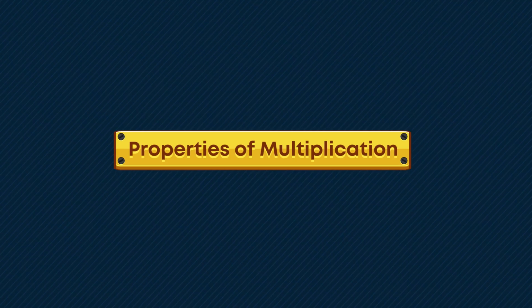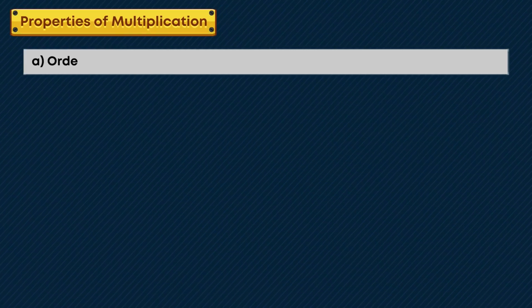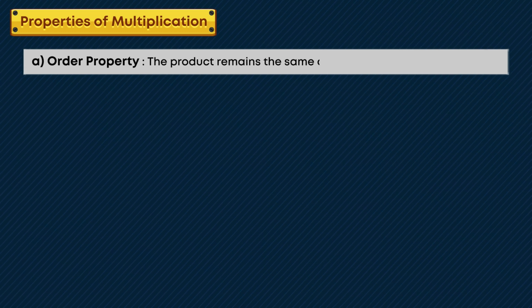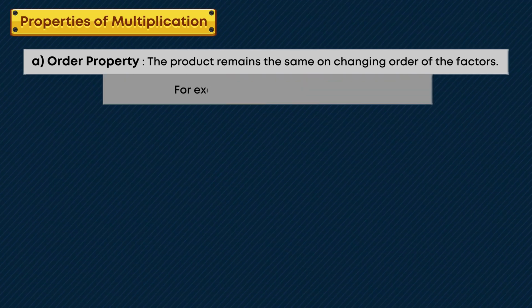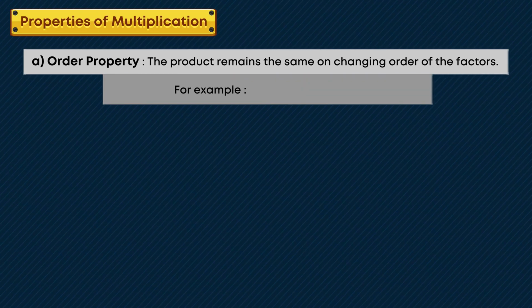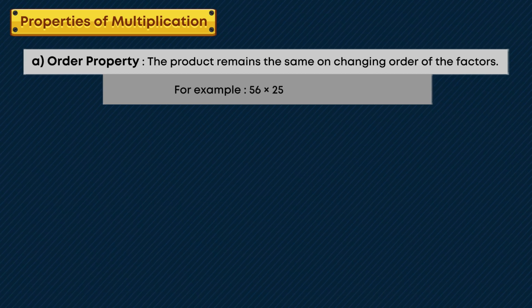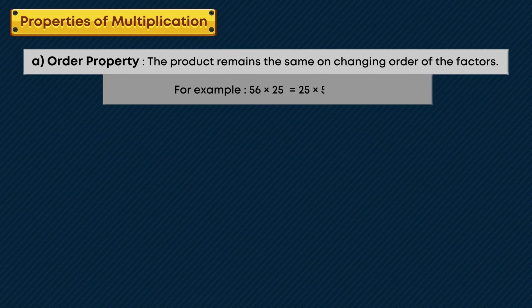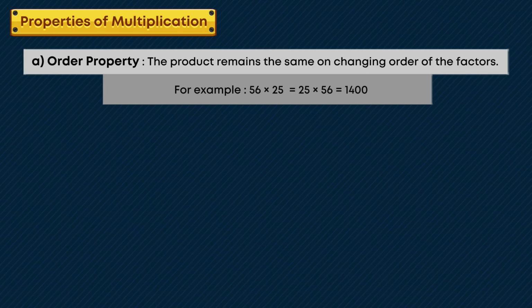Properties of multiplication. A. Order property. The product remains the same on changing order of the factors. For example, 56 into 25 is equal to 25 into 56 is equal to 1400.